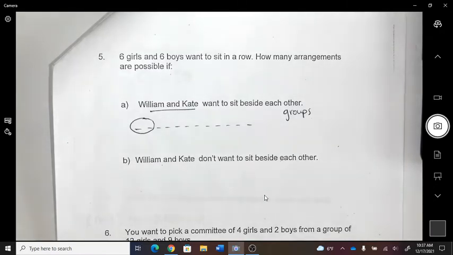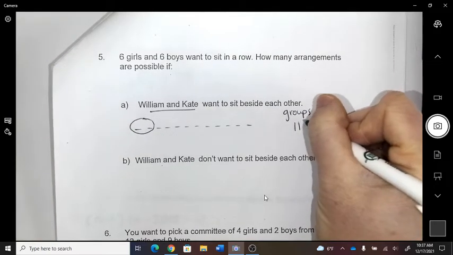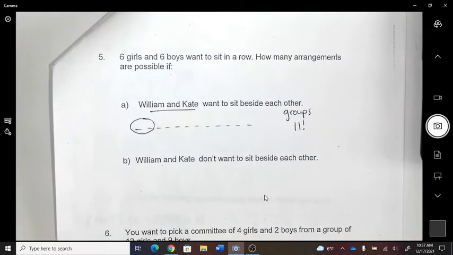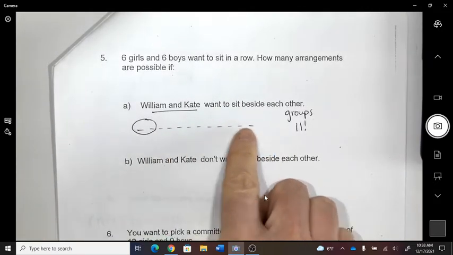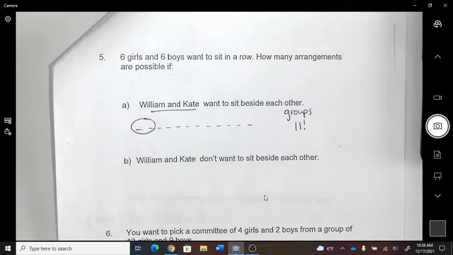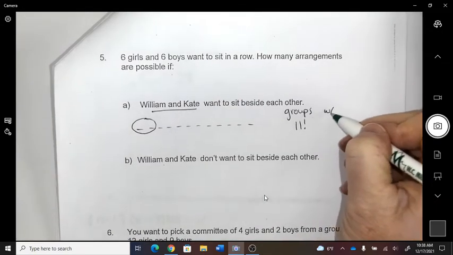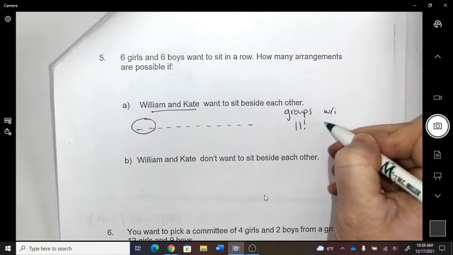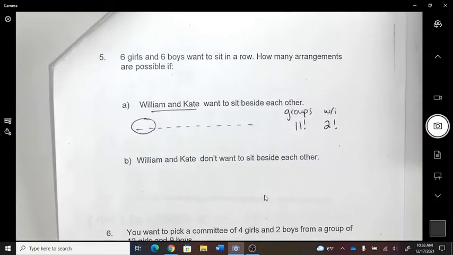There was 12, but now Will and Kate got tied together, so they're actually considered one. So now, does this make sense? You have 11, because you have the 10 single people and then the group of the two. Then what? Within Will and Kate, what could they do? They could move around themselves.